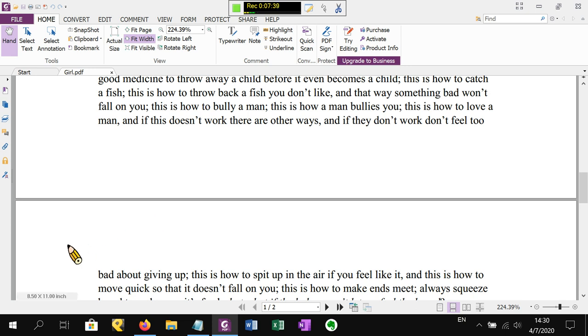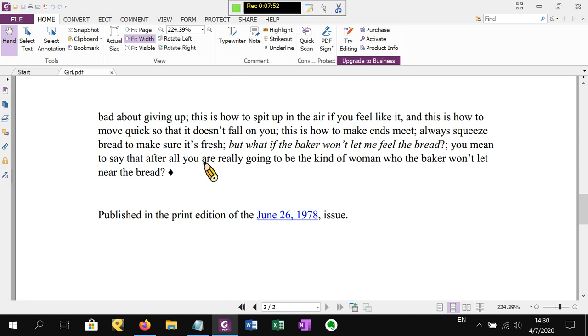I remember teaching this story in the past. One student mentioned that if you look at these kinds of instructions that go against patriarchal logic, and you also look at the last sentence, you may say, after all, you are really going to be the kind of woman who the baker won't let near the bread. If you read this sentence as not chastising or scolding, but rather kind of admiration, a positive reinforcement, then you could read the entire story as saying, these are the things that society wants you to follow, but I'm telling you that there are other ways, and that you can still find space for yourself.